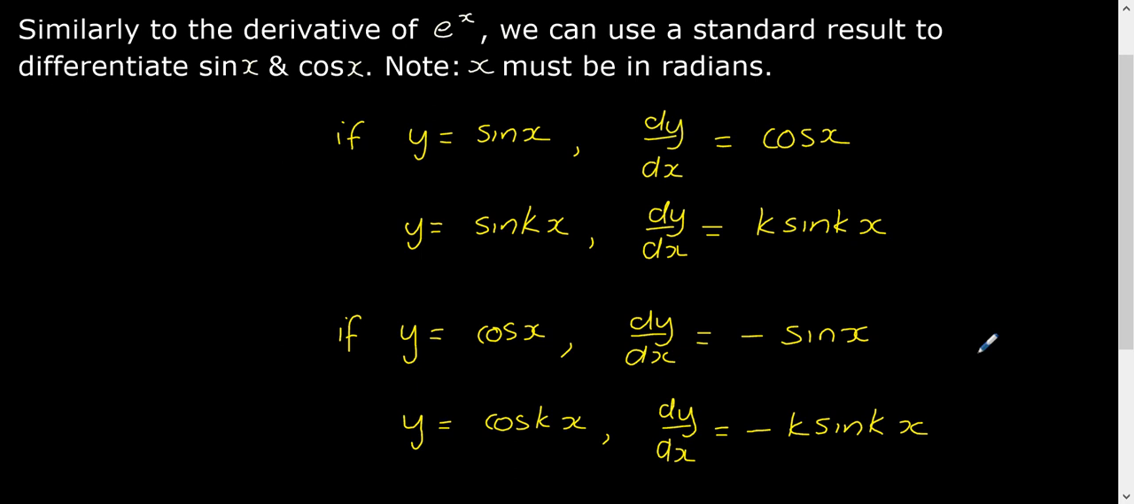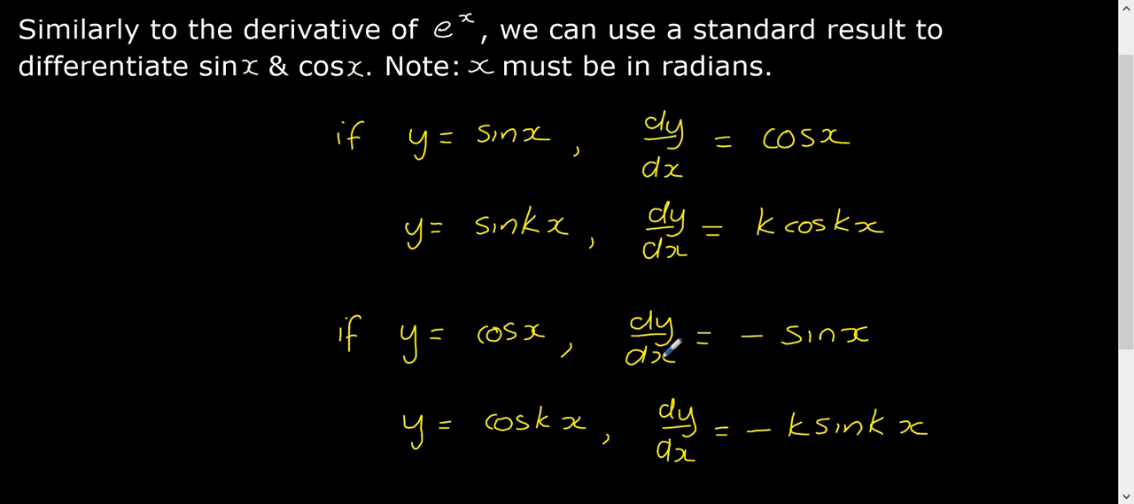So in general, if y equals sine x, then dy by dx is cos x. You differentiate sine, you get cos x. And very similarly to the e to the power of x examples we did, if y equals sine of kx, then dy by dx is k times sine of kx, which should be cos. Let's just change that right now. We've got k cos kx.